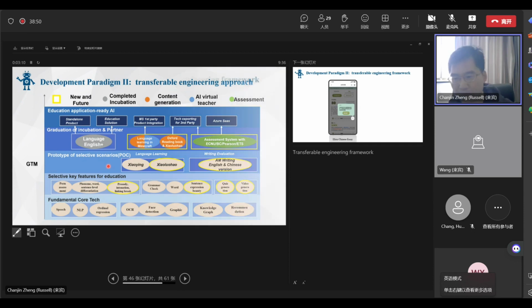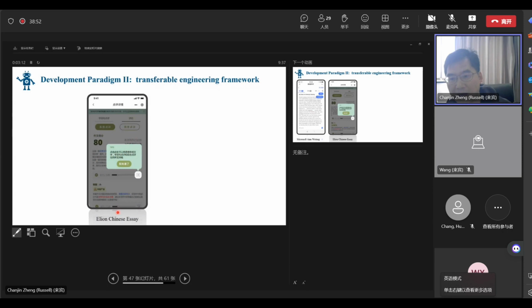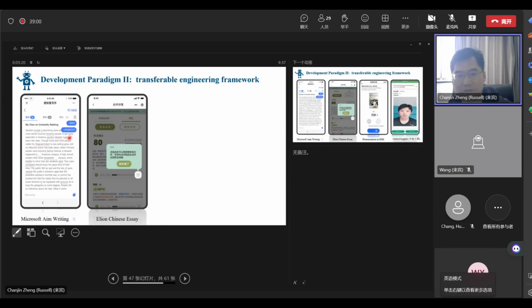For example, we start from this E-line system, right? But actually, let me tell you a little secret. This system was actually transferred from the English essay system first. Of course, we did a lot of adaptation here: data, even some new functions, even the algorithm. Actually, the algorithm we proposed here is new.